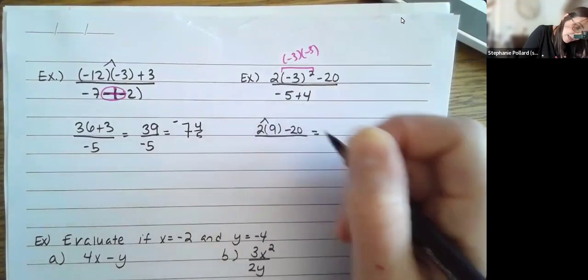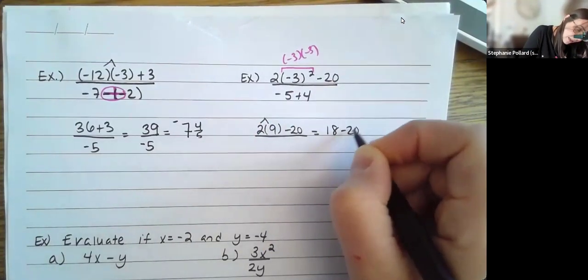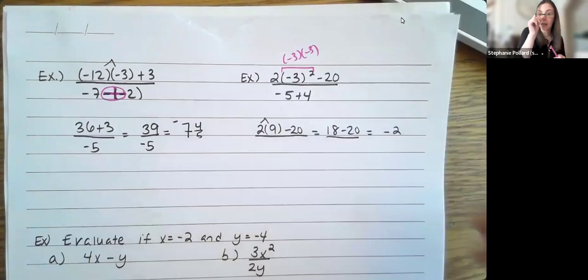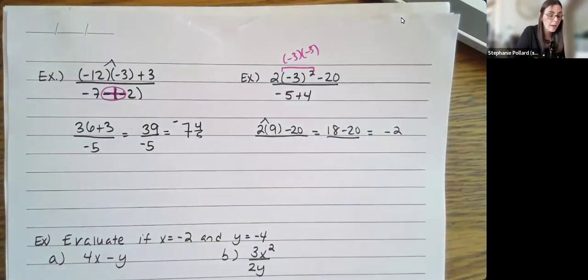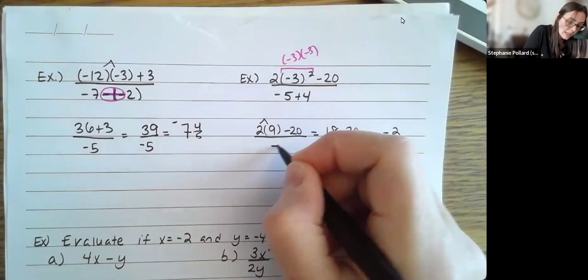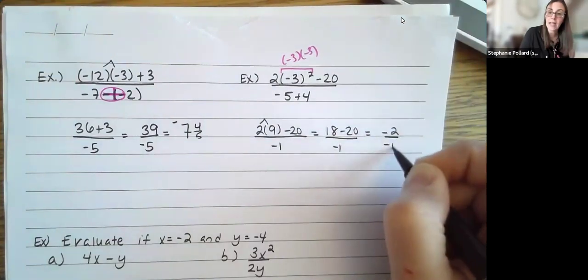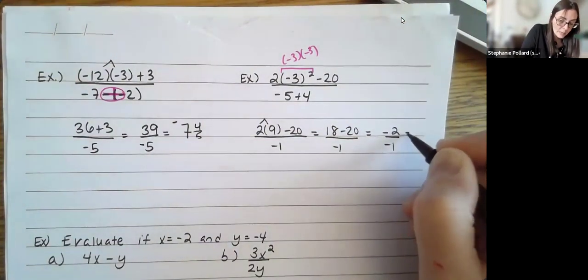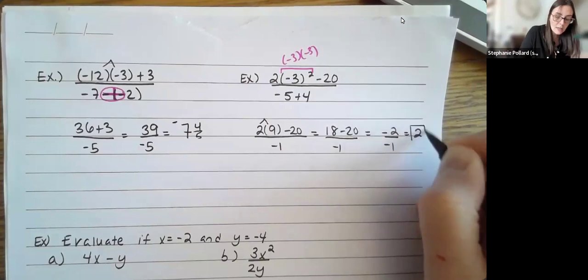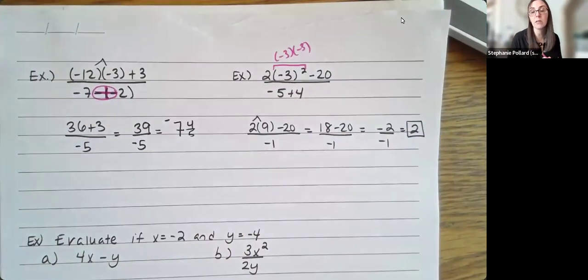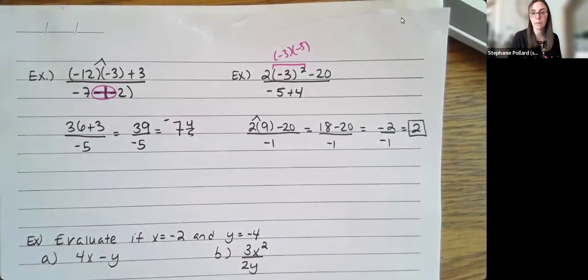Then I would do 2 times 9 is 18. And 18 minus 20 is -2. In the bottom, I have -5 plus 4 is just -1. So at the very end, -2 divided by -1 is +2. Those 2 negatives cancel. And then 2 divided by 1 is 2.